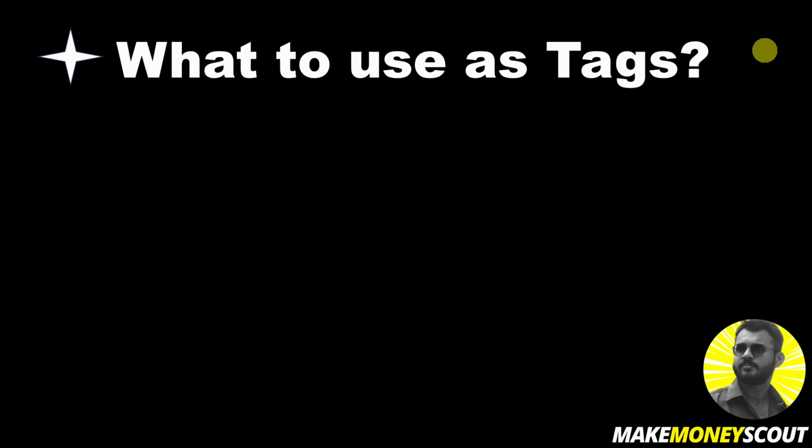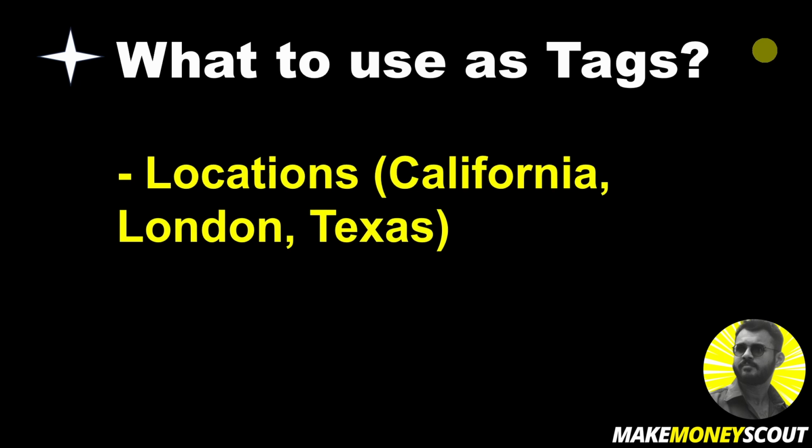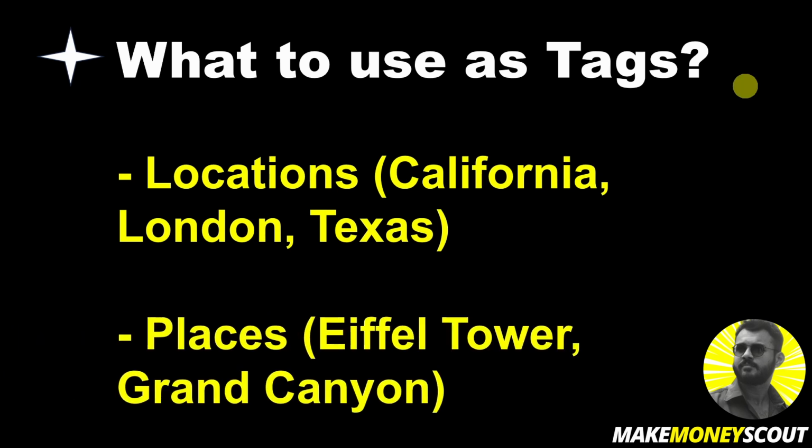Now we will see what words you can use as tags. The first thing is the location. Whatever your design is, you can tag it if it contains any location. For example, if it is related to California, you can put the tag California. Or if it is related to Texas, you can put the tag Texas. The next option to use as a tag is places. For example, if your design is related to the Grand Canyon, then you can use the word Grand Canyon. If it is related to the Eiffel Tower, then you can use Eiffel Tower as a tag.